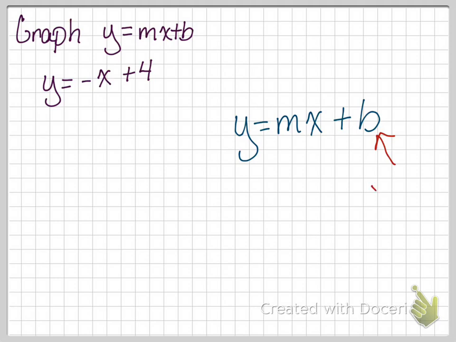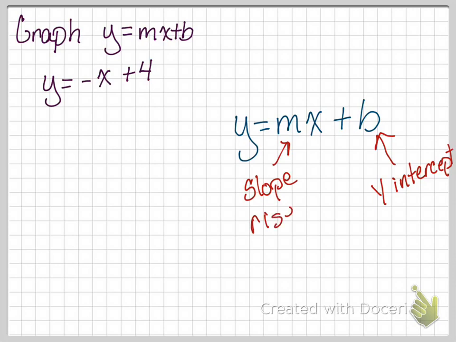That is where my line is going to cross the y-axis. That is my y-intercept. M is my slope. That is my rise over my run. Okay? Slope goes up and down, then left to right. Up and down, and then left to right.